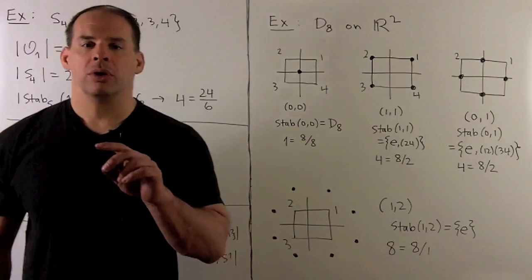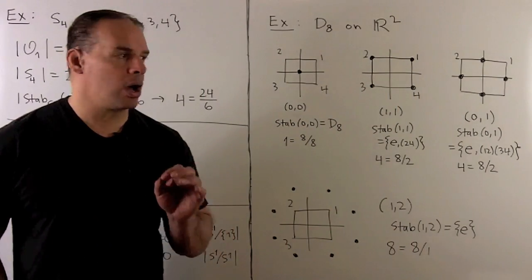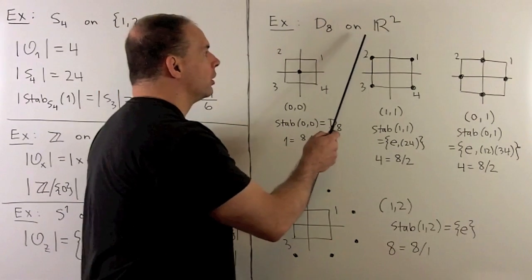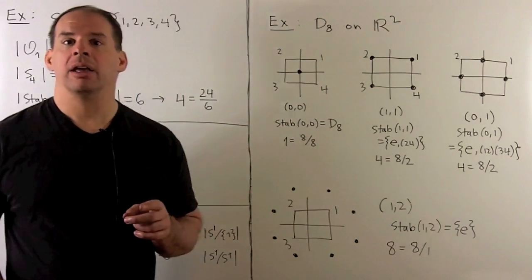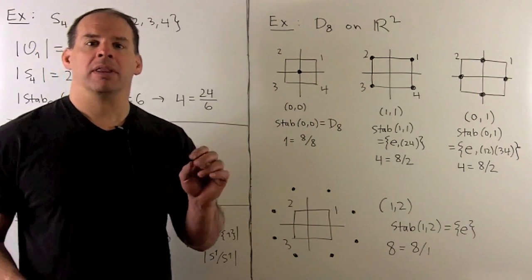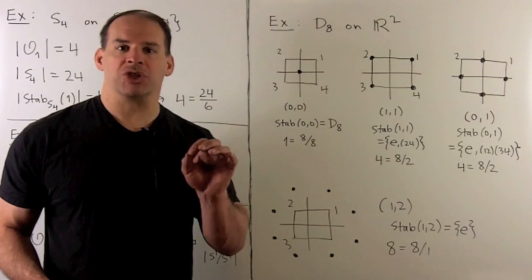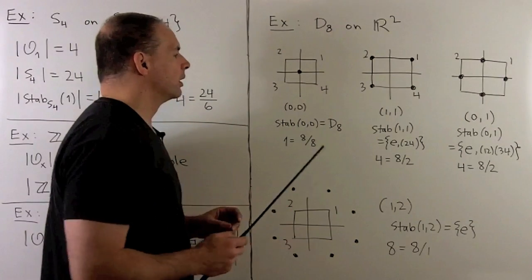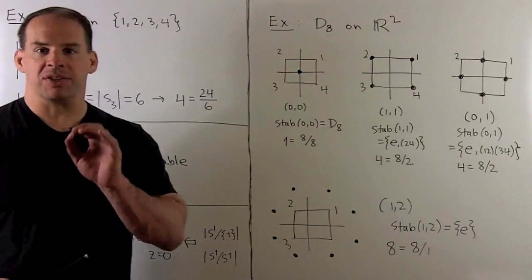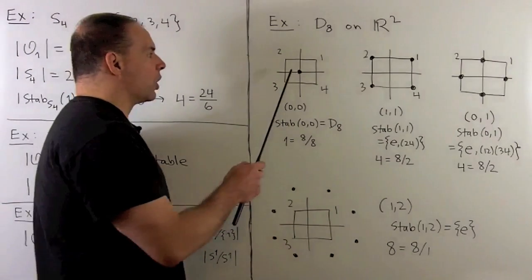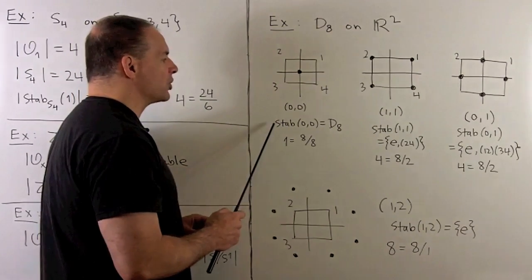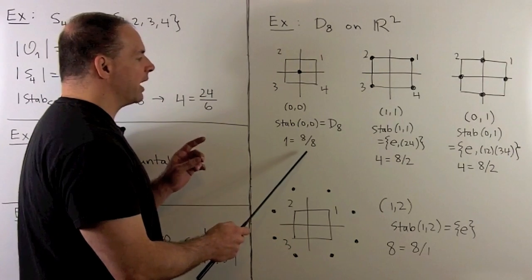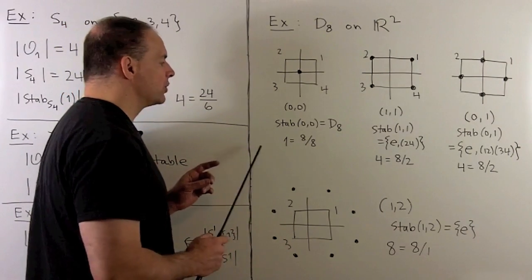Now, for an example with a little bit more going on, let's consider the action of D8 on R2, so the plane. Here, the action is just going to be the action on the plane induced from the action on the square. Okay, we orient our square like this. Now, the different cases that we have, if we use the origin, then stabilizer is going to be all of D8. Our orbit has 1 element. The coset space has 8 over 8 elements. So that checks out.